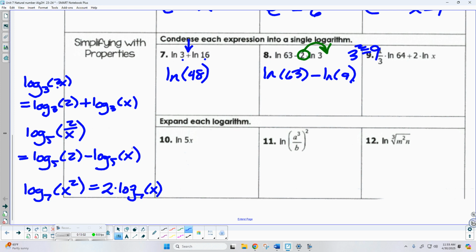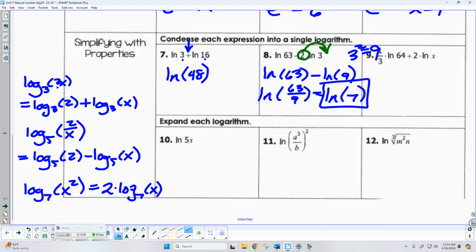When I go ahead and divide these, 63 is first, so it has to go in the numerator. So the natural log of 63 over 9, and what is that? The natural log of 7. There you go. Same exact properties we've looked at, it's just new notation. So nothing different.